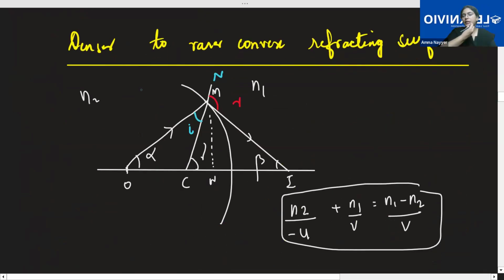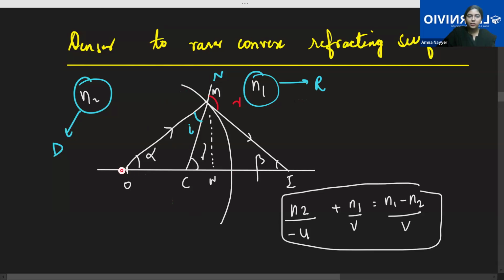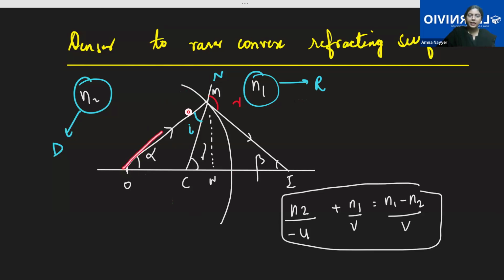See, in the denser to rarer one, the difference will be this: this is your denser medium, and this is the rarer medium. Now see, this is the spherical refracting surface. So from the denser medium, the glass part, the light ray is going towards the air part. Now look, this is the object. The light ray comes from the object. This is the surface.